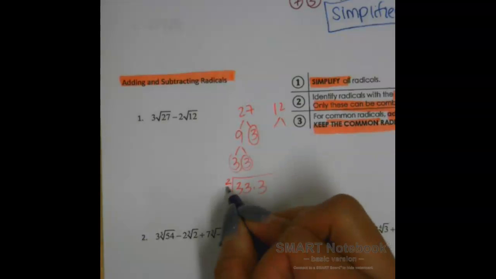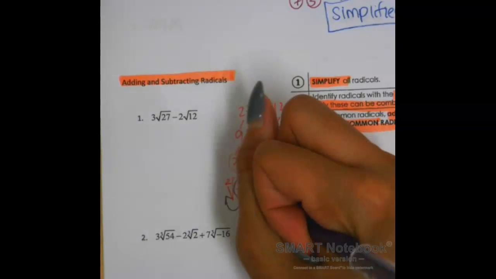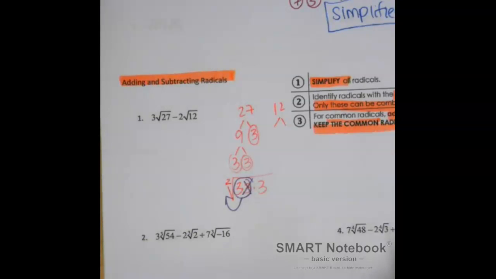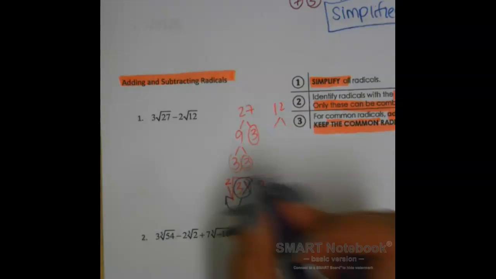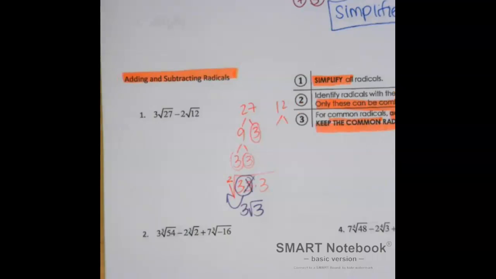Since your index is 2, I can only group 2 of these together to help them escape. One of the 3's doesn't make it out. So the simplified radical for the square root of 27 is just 3 square root of 3.